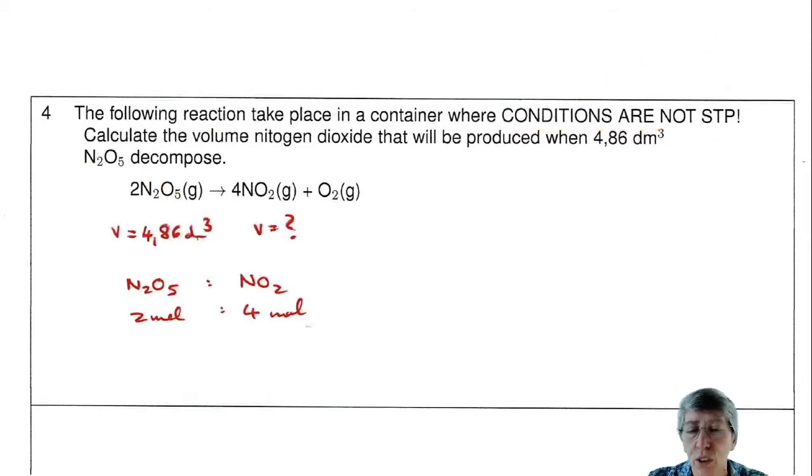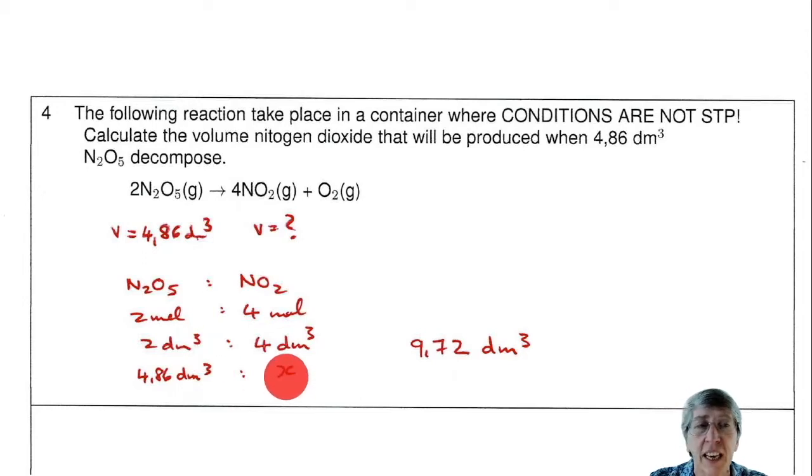This time I'm not going to convert to moles. I'm going to say 2 moles are going to produce 4 moles according to the equation. But what do I know? The mole ratio is exactly the volume ratio. So 2 cubic decimeters will produce 4 cubic decimeters. And then I can just work out how many is then produced by 4,86. So here we can do cross multiplication, and you end up with 9,72. So if the mole ratio is 1 to 2, 2 to 4 is the same as 1 to 2. If the mole ratio is 1 to 2, then the volume ratio is also going to be 1 to 2.